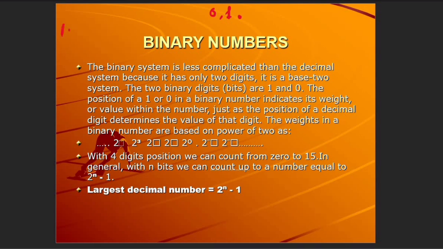For example, if we talk about 1011, the first 1 has a weight of 2 to the power 3, plus 0 has 2 to the power 2, and 1 has 2 to the power 1, plus 1 has 2 to the power 0. It will be equal to 11 in base 10. So 1011 is equal to 11 in decimal. This is a binary number.